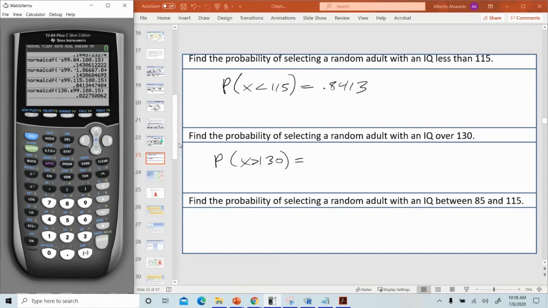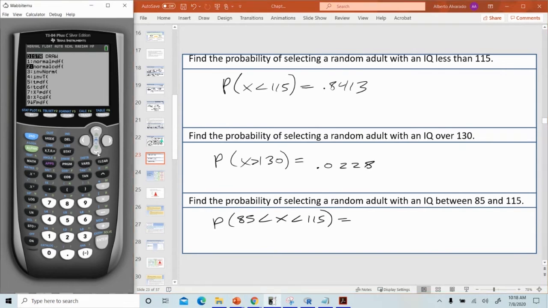Okay, so that's going to be 0.0228. And then here we want the probability that we get between 85 less than x less than 115. So again, normal CDF, second Vars, normal CDF of 85 to 115. I get 0.6827. Okay, so there you have it.